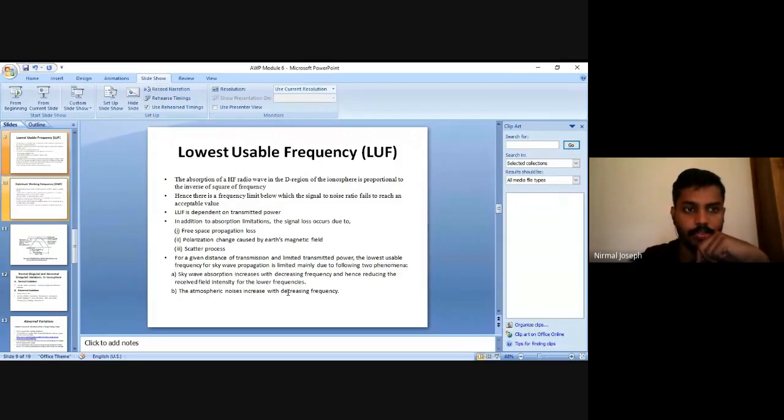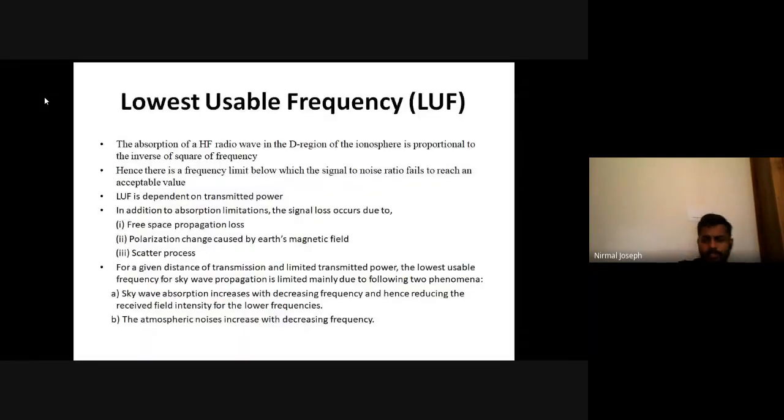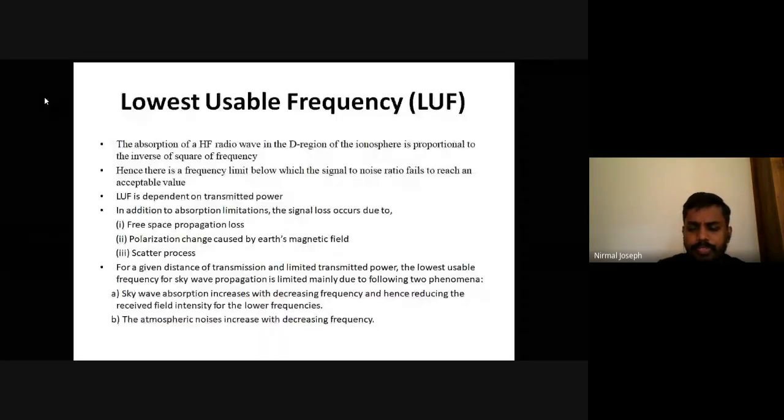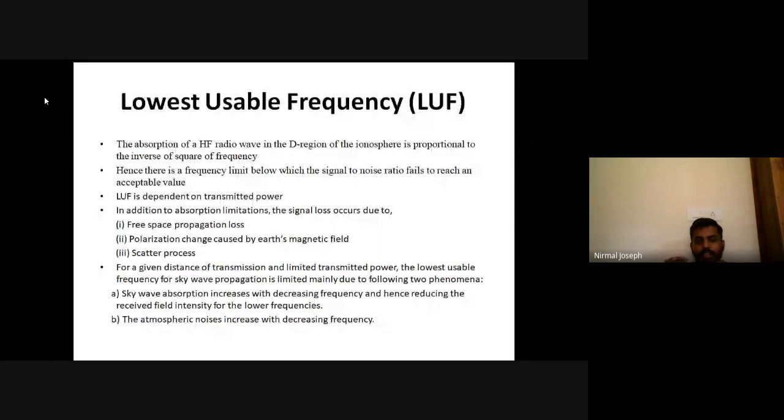the lowest usable frequency. So the D region is absorbing the frequencies. Frequencies coming in the high frequency range will be more absorbed by the ionosphere, or D region of the ionosphere. So there is a frequency limit below which the signal to noise ratio fails to reach an acceptable value. That means there is a frequency limit below which the absorption will be more.